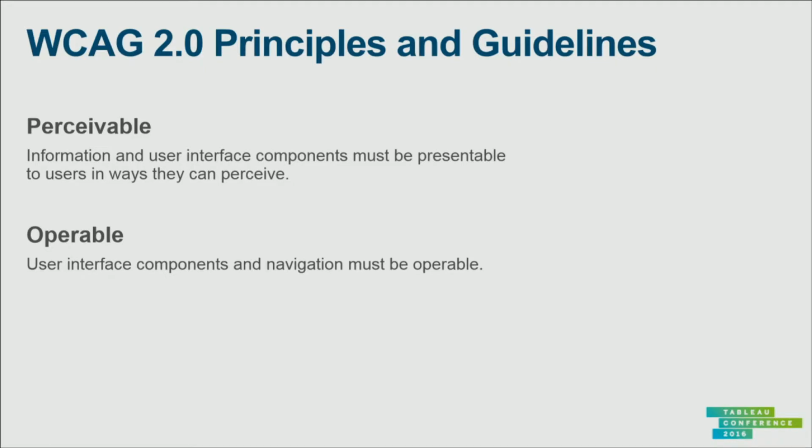So the first principle is perceivable. It basically says that the information in a web page, as well as any UI interactivity in the web page, has to be presentable to users in ways that they can perceive. Usually this means things like text, so that a screen reader can read it if someone cannot visually appreciate the interface.